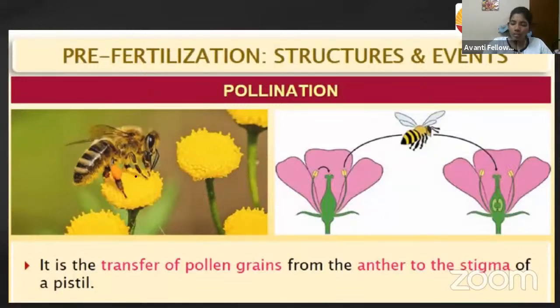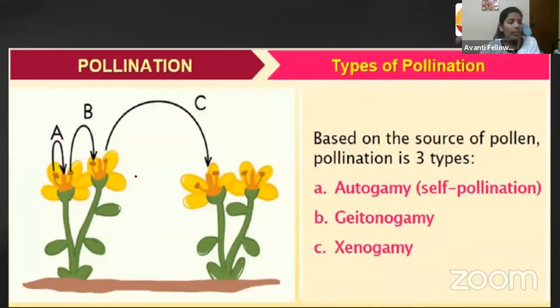Based on which flower the pollen grains are transferred from, whether the same flower, a different flower of the same plant, or a different plant, we have three types. You can observe in the image A, B, C. A is autogamy, B is geitonogamy, C is xenogamy. What are those? First of all, we will see here.